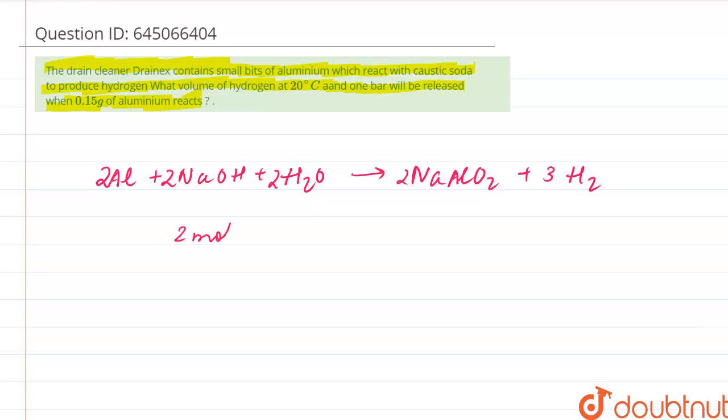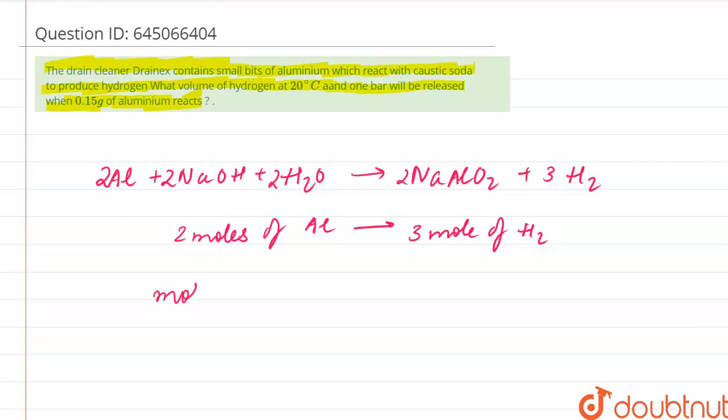with NaOH. In the presence of H2O, it forms NaAlO2 plus H2. Balancing this reaction, we will get a 2 over here, 2 over here, 2 over here, 2 over here, and a 3 over here. We can say that 2 moles of Al gives us 3 moles of H2, right?